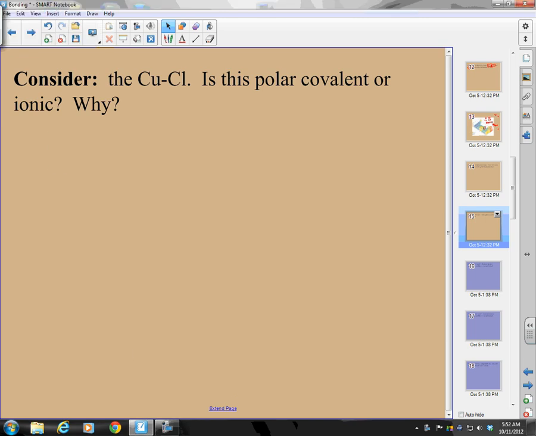Well, here we go into part three of bonding. And what have we learned so far about bonding? At least last time, we talked about two major types of bonding. We said there is ionic and that there is covalent.